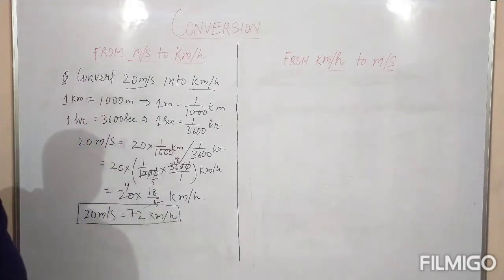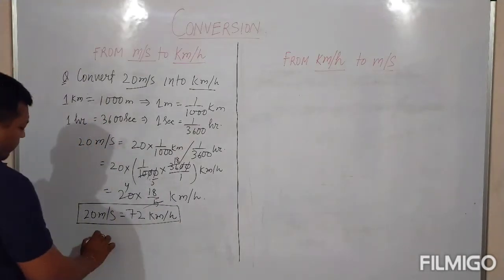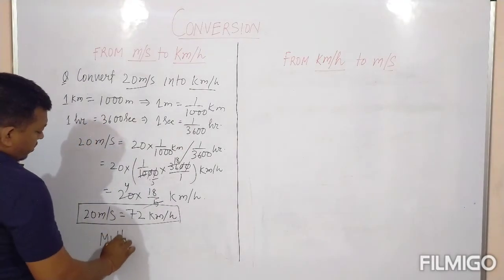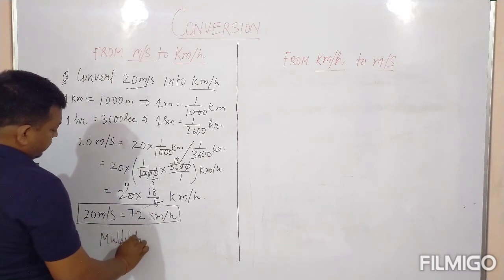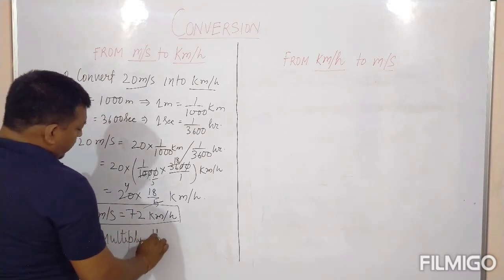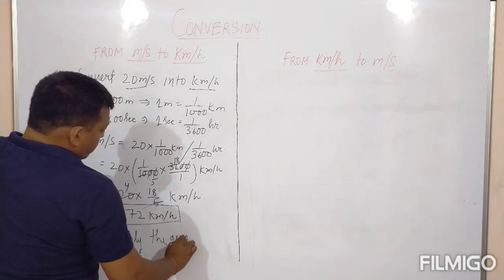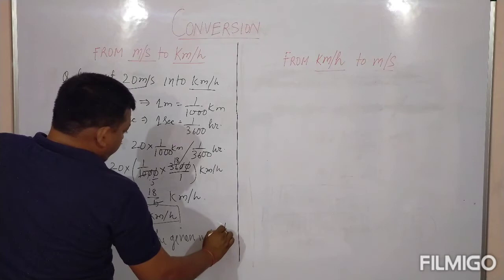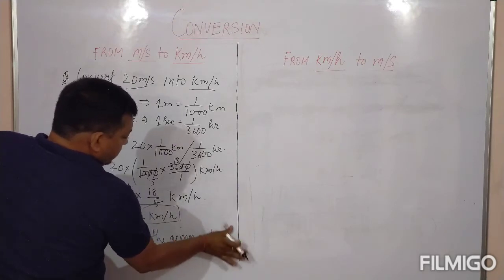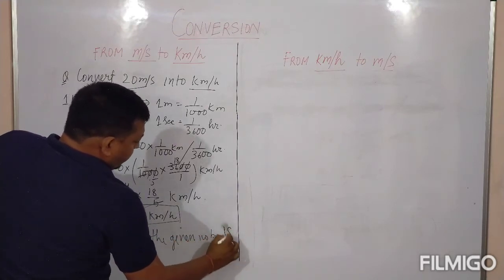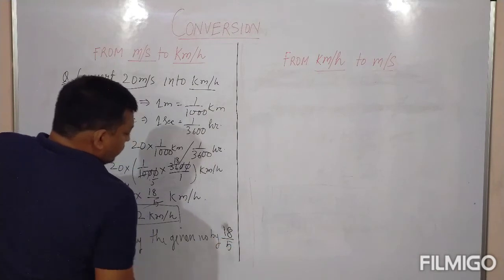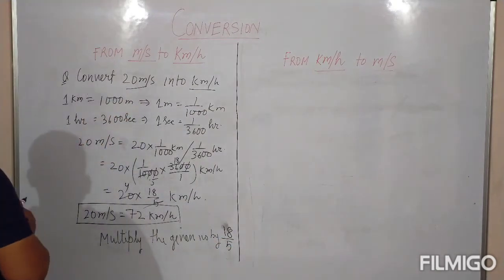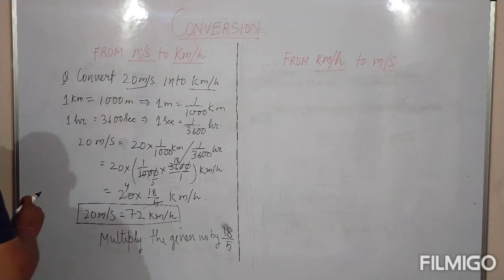And the shortest method is what? Multiply the given number by 18 by 5. Multiply the given number by 18 by 5. This is the shortest method, and this is the explanation of that method.